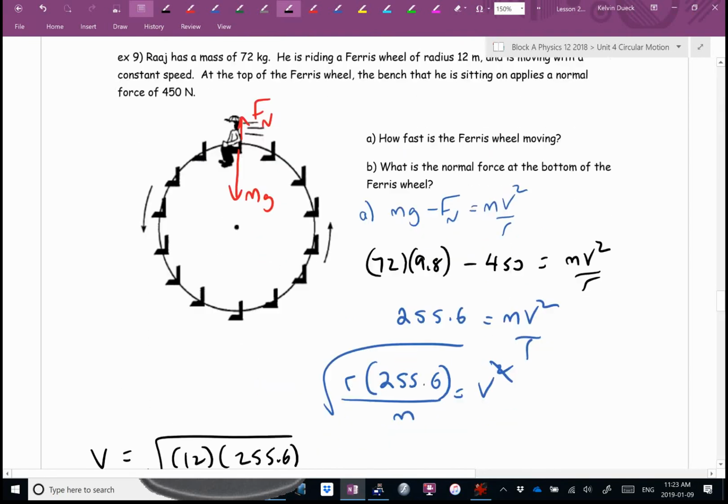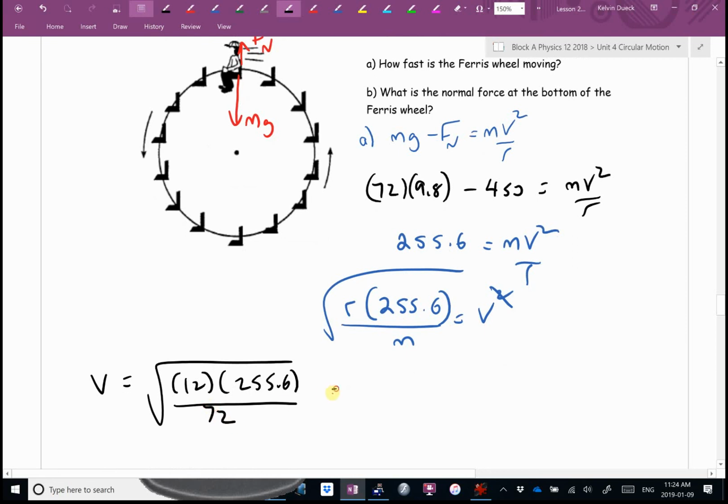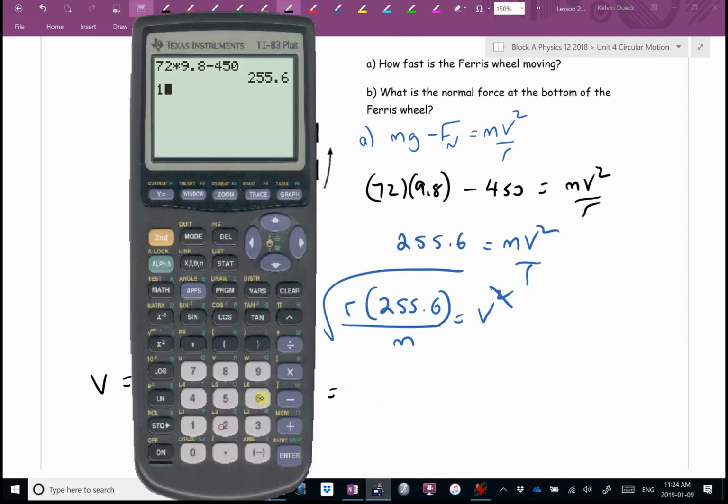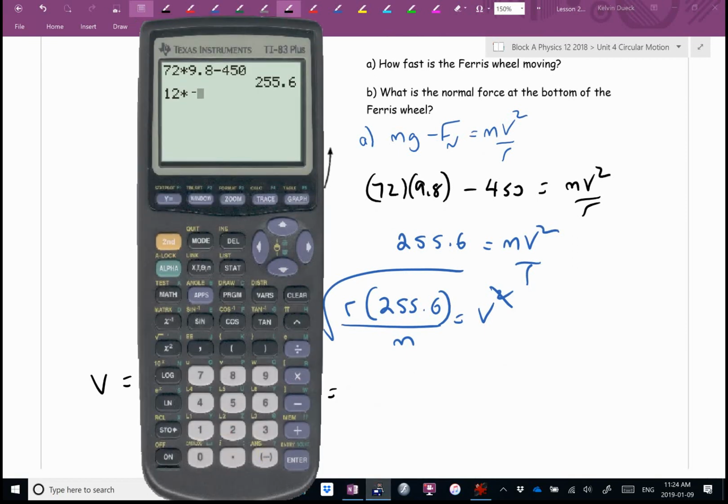What was the mass of this person? 72? r times the answer button divided by 72, square root. You get 6.5 meters per second? 6.53 meters per second?